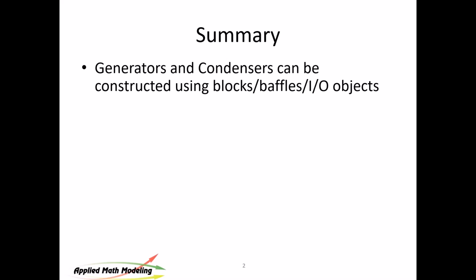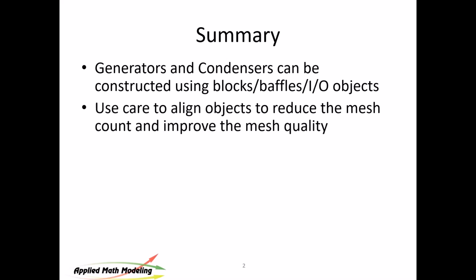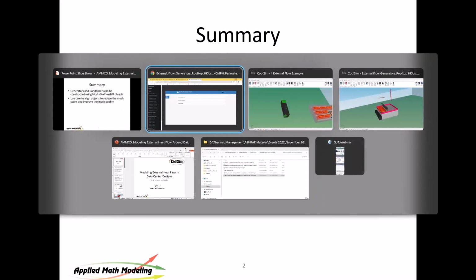They can be constructed fairly easily with blocks and baffles and I/O objects. Once they're created, you can group them, which is the same as an assembly, and then save them, and then clone them, or rotate them, or do other things with them. You want to be sure that your objects are set up to reduce as much mesh density as possible. You need to align them as perfectly as possible. You would like to, for sure, be able to get your inlets and outlets to match the block size.